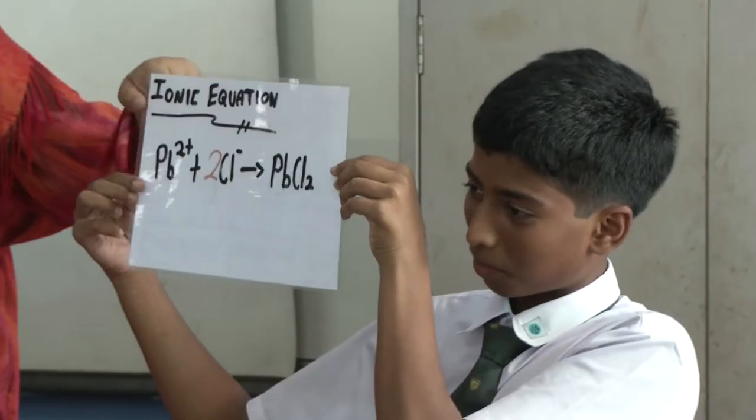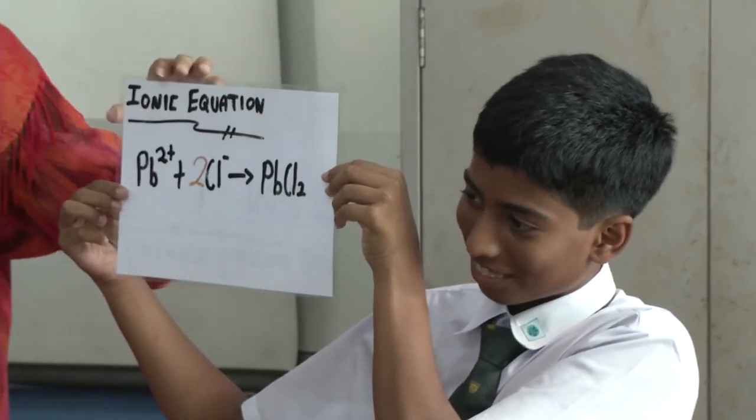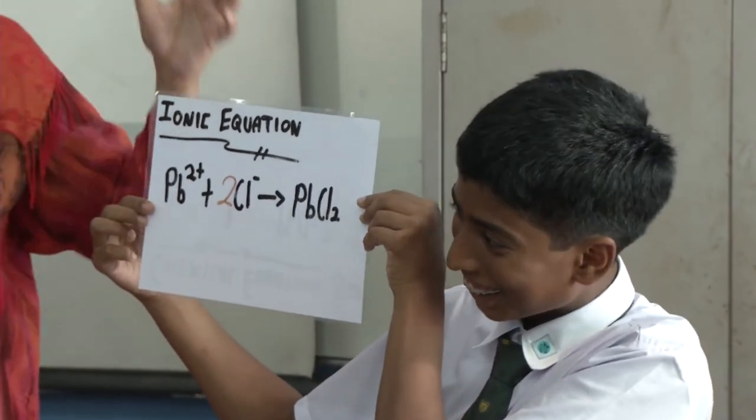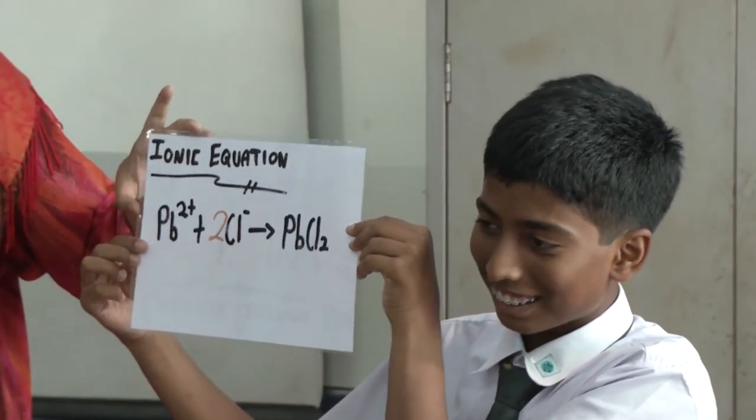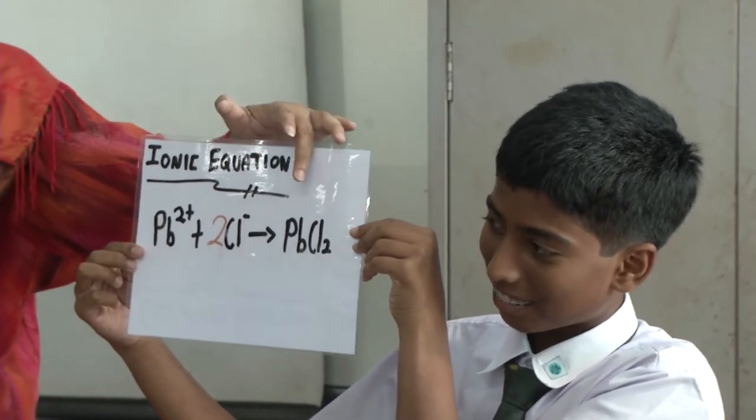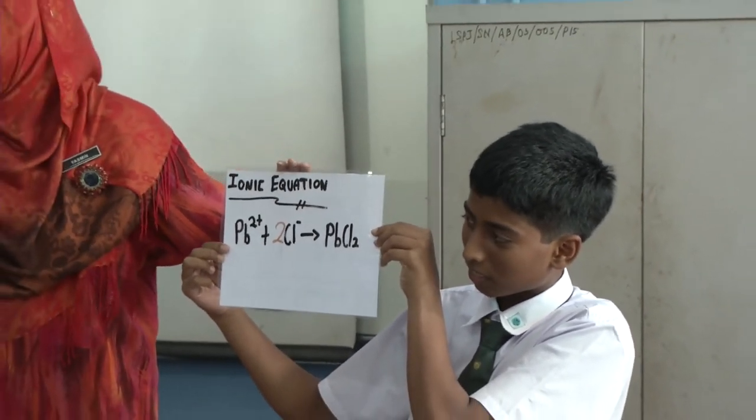Okay, then, the ionic equation. Not bad, huh? He has this flip system. Okay, ionic equation: Pb2+ plus 2Cl- arrow PbCl2. Okay, so this is also correct.